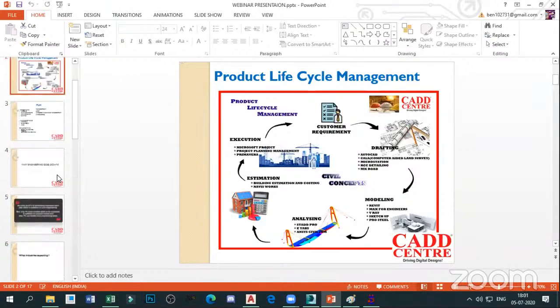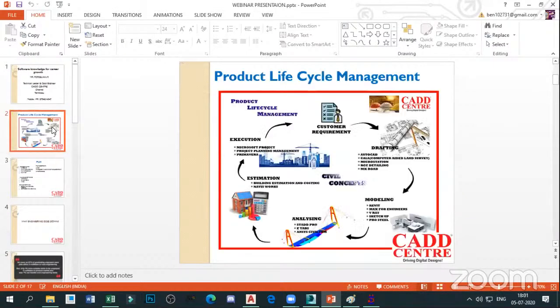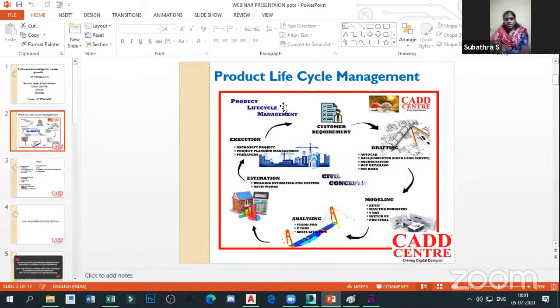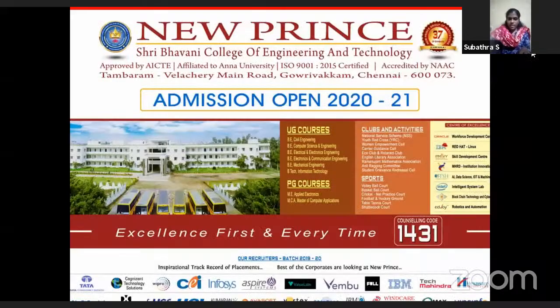You explained it in a simple way and made the participants understand the things better. Next, I'm going to share some information about our college. Our college, New Queen Shri Bhavani College of Engineering and Technology, established in the year 2008, is affiliated to Anna University and accredited by NAAC and ISO 9001:2015 with excellent grade. Our college offers many courses like Computer Science and Engineering, Civil Engineering, Electronics and Communication Engineering, Electrical and Electronics Engineering, Computer Application and Information Technology.